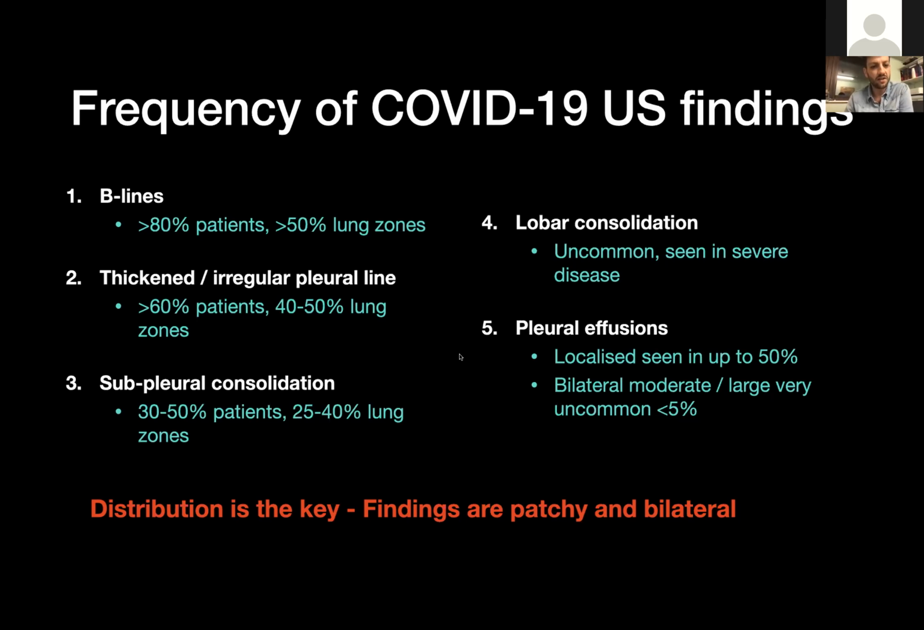Lots of these signs are non-specific. We see lobar consolidation in bacterial pneumonia. We see B lines in heart failure. We can see subpleural consolidation in a pneumonia or an infarcted pulmonary embolus. But the key is the distribution of findings. The patchy and bilateral nature of all five of these findings will help you differentiate between COVID-19 and other respiratory pathology.